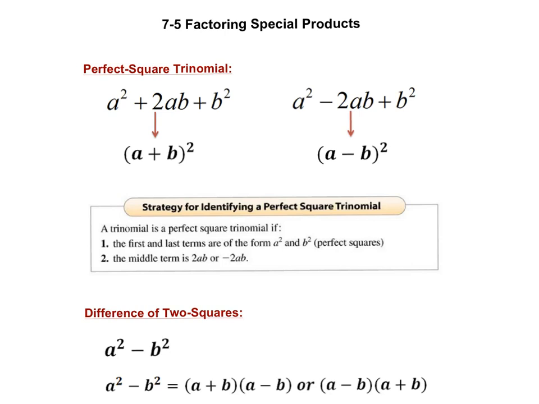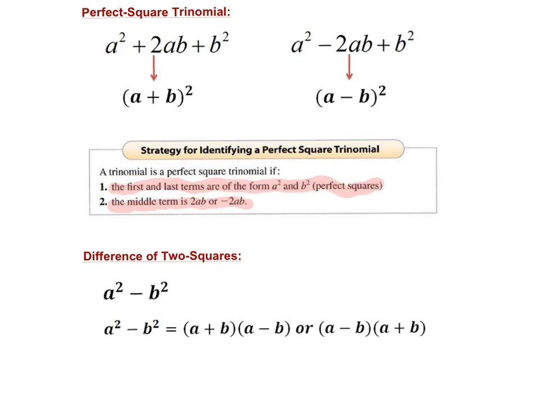In order to see if something is a perfect square trinomial, you want to see if the first and last terms are a form of a squared and b squared. So basically that they're perfect squares, and that the middle term is 2 times a times b, or negative 2 times a times b. And I'll show you what that looks like.